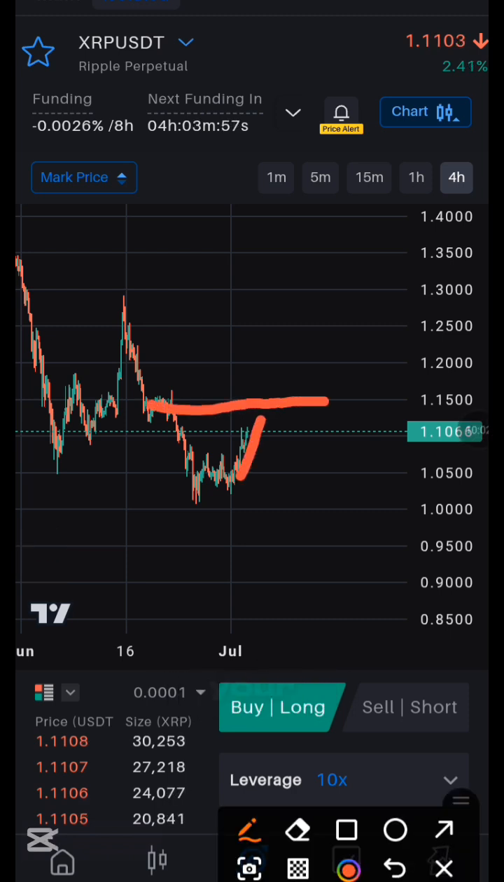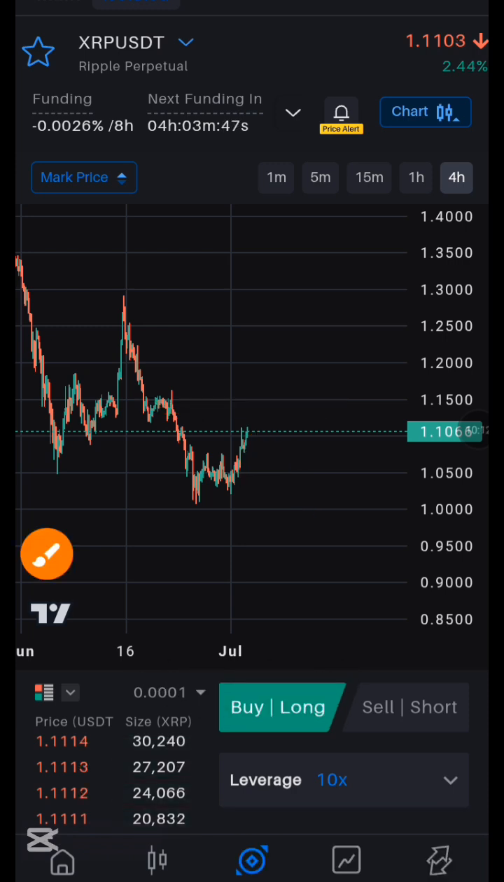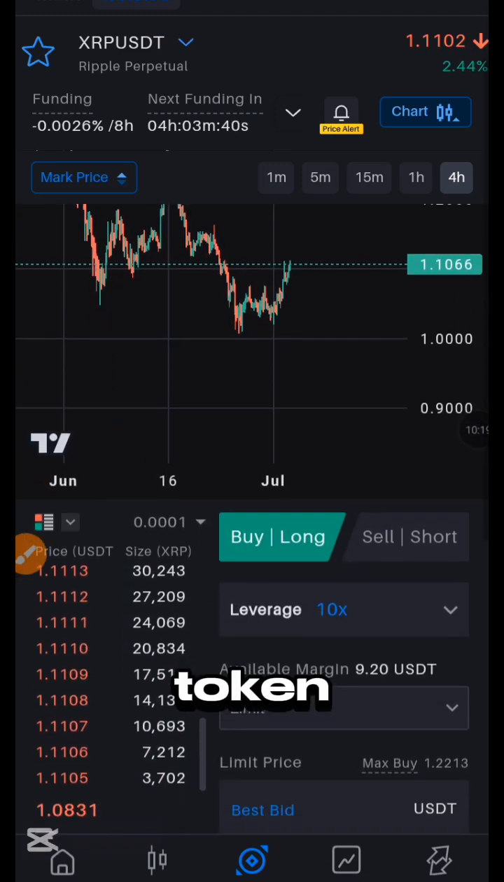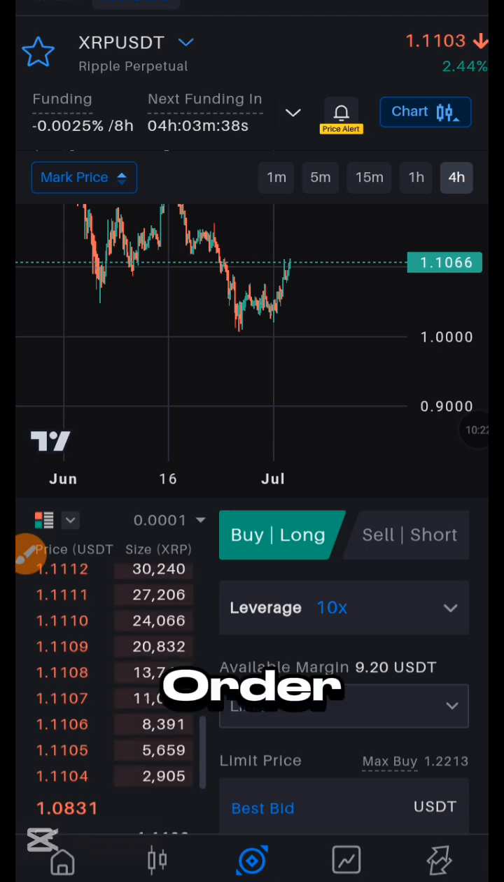All you need to do is set your limit order at this particular point. If it gets there, it's going to sell. If it sells, you are in profit, and if it doesn't, you lose your money. So that is limit order. Limit order allows you to set the exact price you want on a particular token. All right, so that is limit order.